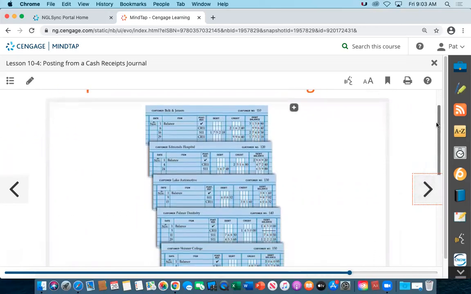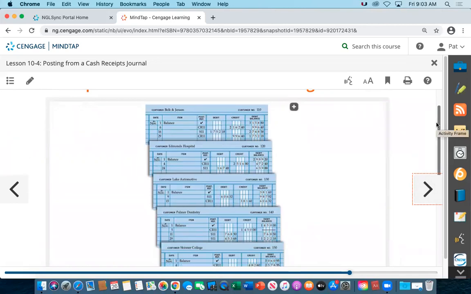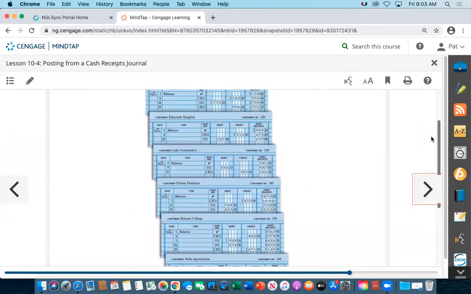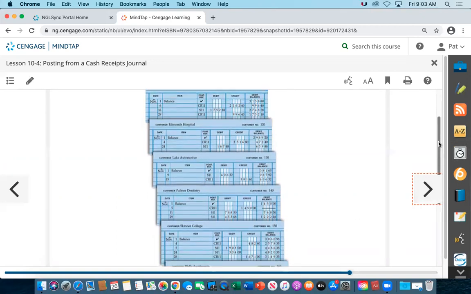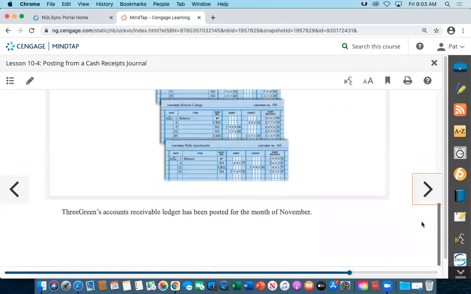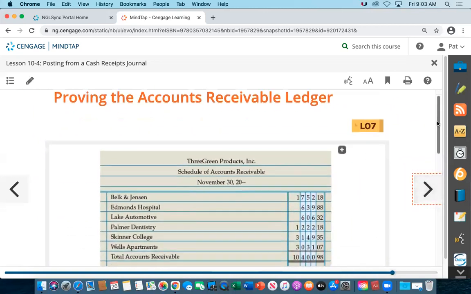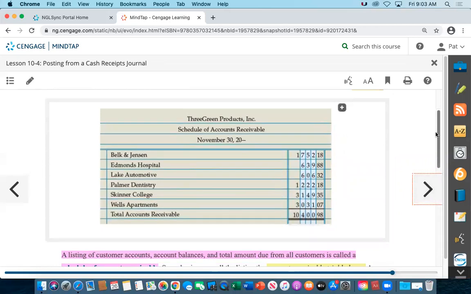And then the last picture is like one of our first pictures, remember we had the file cabinet, we had our subsidiary ledger. So this has all our customers, Edmonds Hospital, Lake Automotive, Palmer Dentist, and it has all our transactions, the balance at the beginning of the month, that they paid some bills, that they charged some things. And this balance on the far right side for all our customers is what we're going to put onto our schedule of accounts receivable.